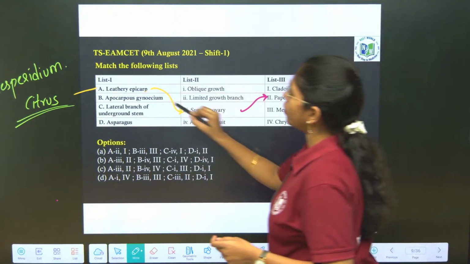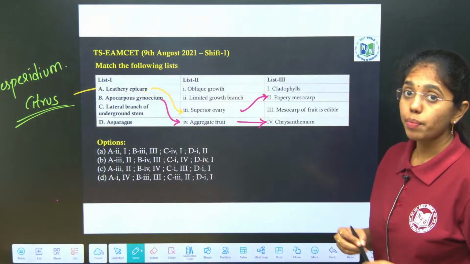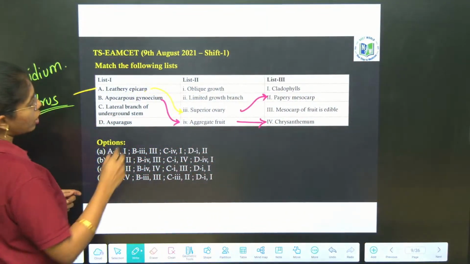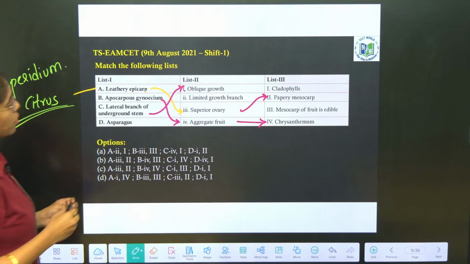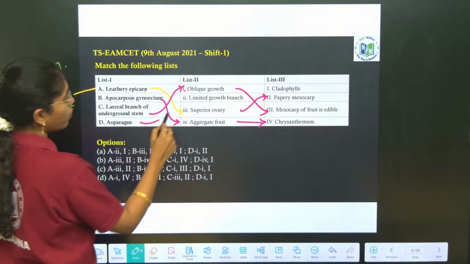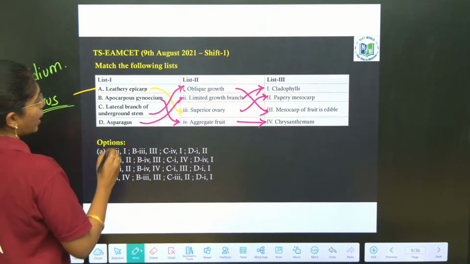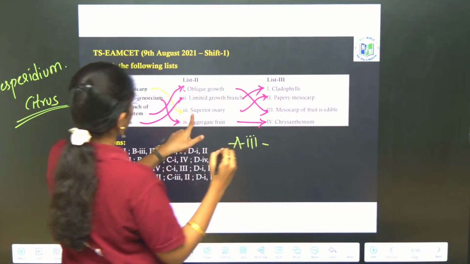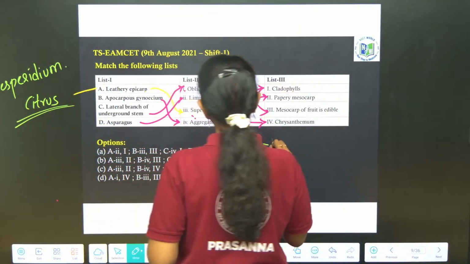Next, apocarpous gynoecium is observed in aggregate fruits. Example, chrysanthemum. Lateral branch of underground stem will show oblique growth. And here mesocarp will be edible. Next, asparagus, branches of limited growth. What type of stem modification? Cladophylls. So, here A is 3, superior ovary, example is citrus, and it has papery mesocarp, that is 2.